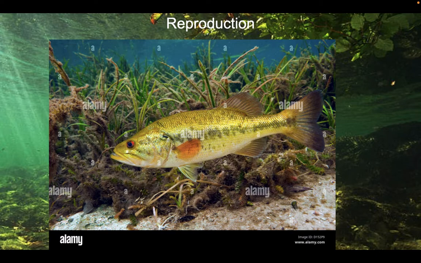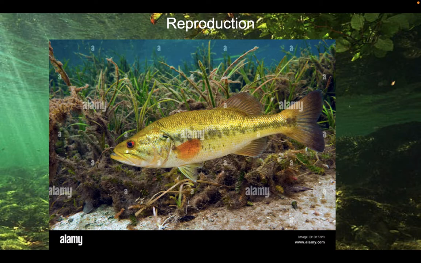The male will create the nest by getting sand and mud together, which can be seen in this photo. This background is the nest, and the male bass is protecting it. Once the male has created the nest, he will go and get the female and bring her to the nest to drop her eggs.